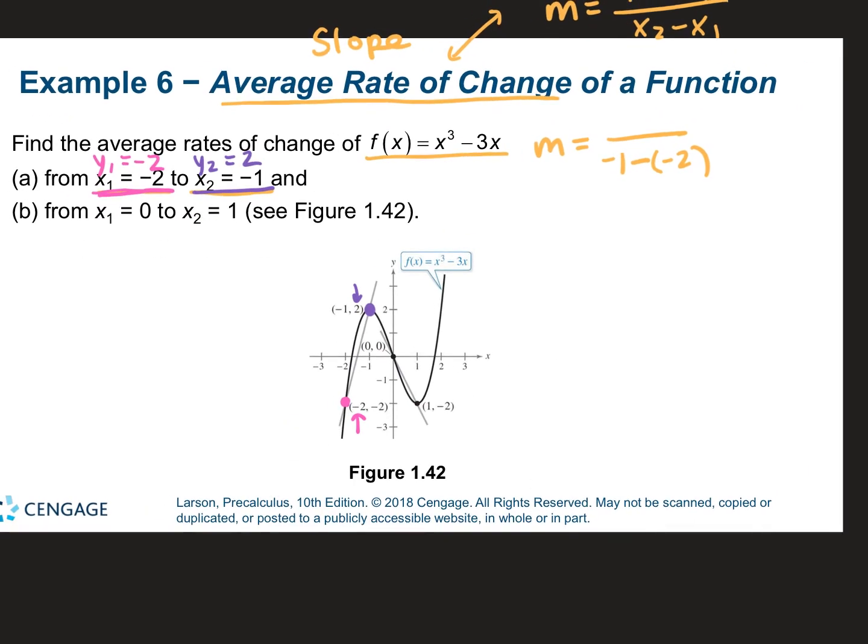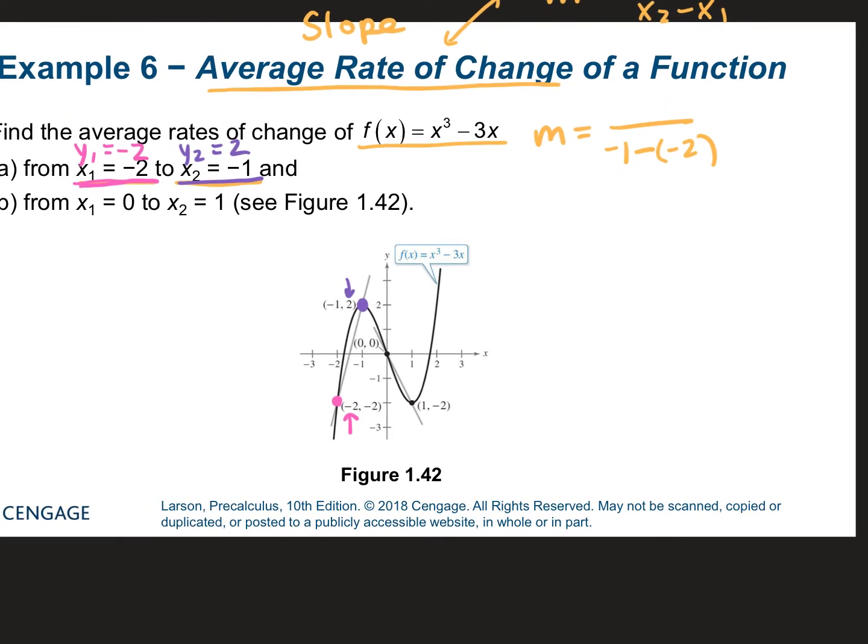So we plug those two numbers in for our y1 and y2. So that would be 2 minus -2, because it's y2 minus y1. Then we just evaluate. When you subtract a negative, it becomes a plus. So this would be 4 over 1, which is just 4. So our average rate of change between these 2 points would be 4.